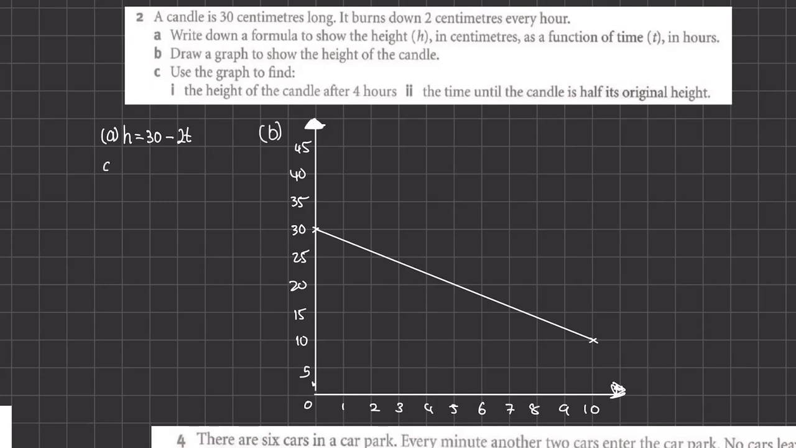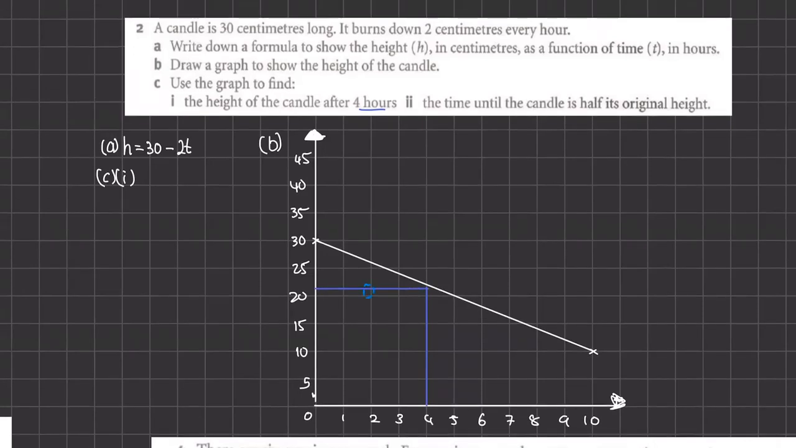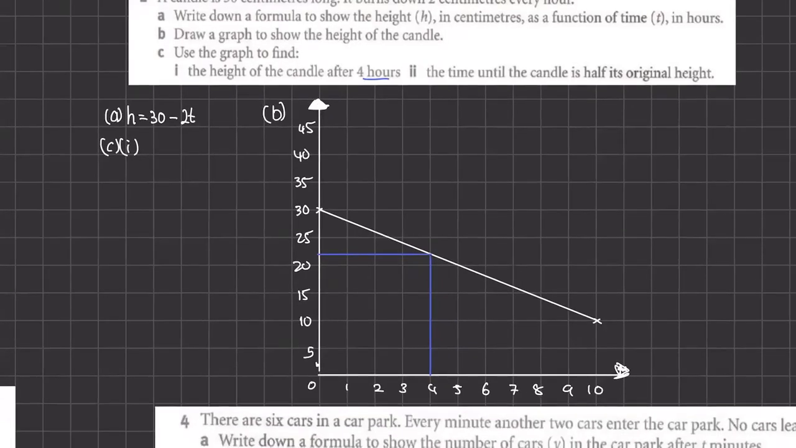Use the graph to find the height of the candle after 4 hours. So use your graph, 4 hours, go to number 4, move your way up. From here, you should be able to maneuver it a little bit. Here. So well, you can actually estimate it, but you can calculate it using the formula itself. After 4 hours, it should be about 22.